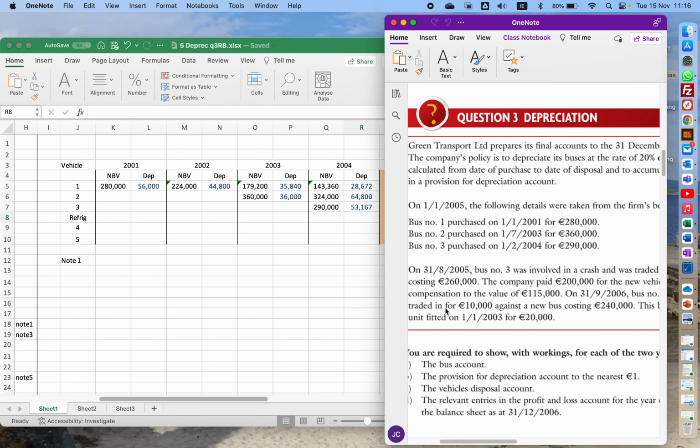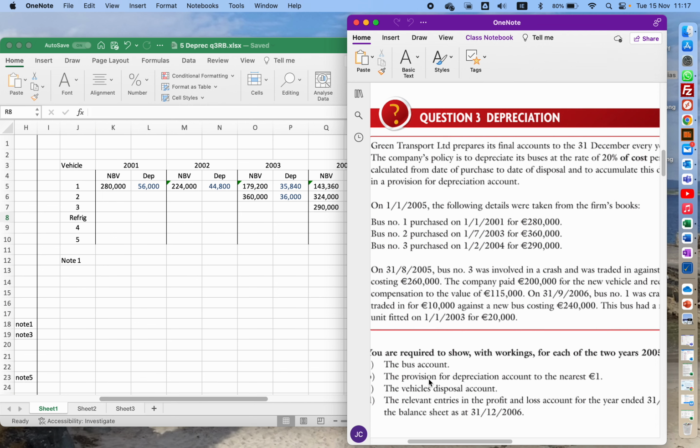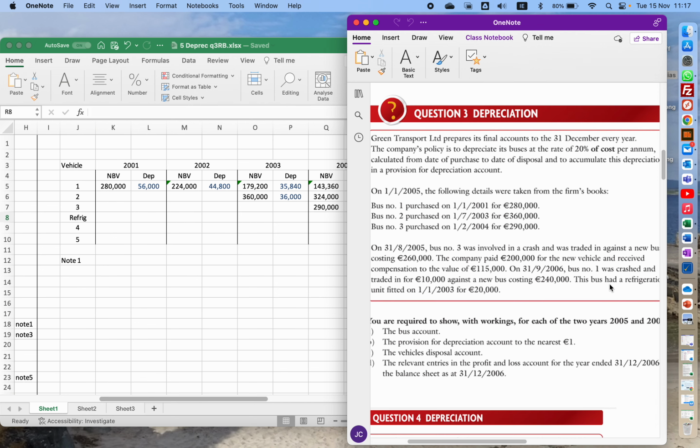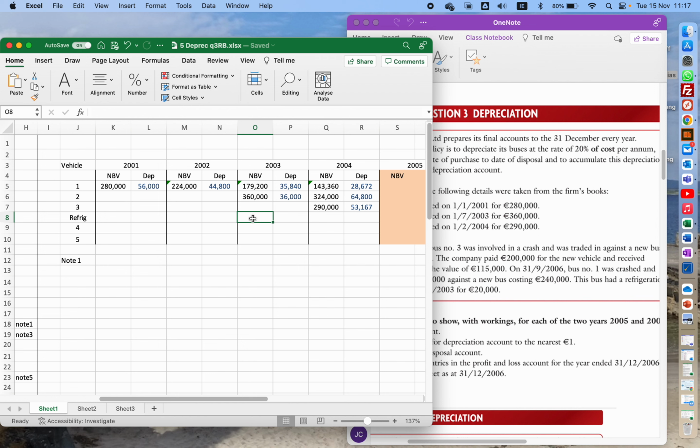And just quickly checking, was there a refrigeration unit? Bus 3 was involved in a crash. The bus had, no, let's just expand that. The bus and refrigeration unit fitted on the 1st, 2003 for 20 grand. So the refrigeration unit was fitted 1st for 20 grand, so 20 grand. So depreciation is going to be that times 20% because it was a full year, because I got it at the beginning of 2003. Next year then it's going to be worth 16, and the depreciation is 16 times 20%.